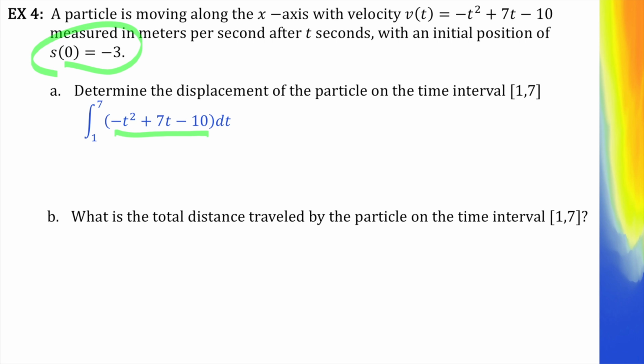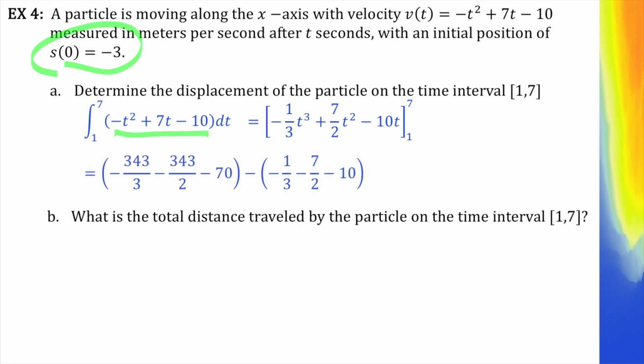So we can go ahead and work that out. Take the antiderivative of each of those little pieces. We've got negative 1/3 t cubed plus 7/2 t squared minus 10t. And we'll evaluate that from 1 to 7. So we get f of b, f of 7, minus f of a, or f of 1. And that all works out to negative 6. So we have a displacement of negative 6.